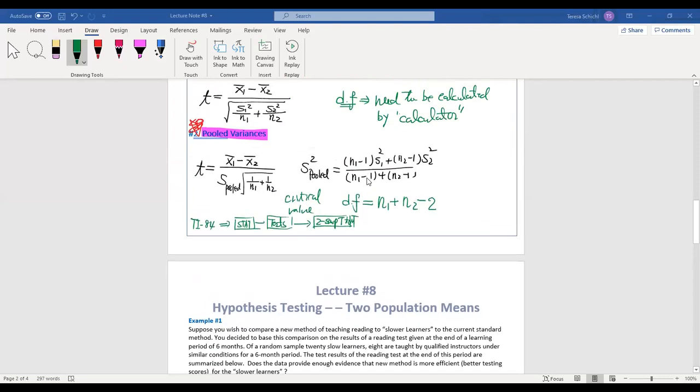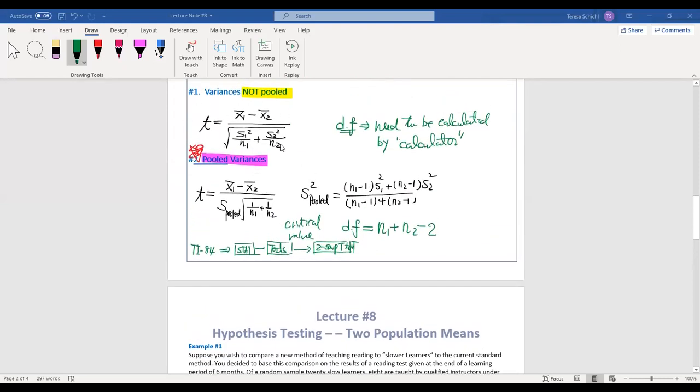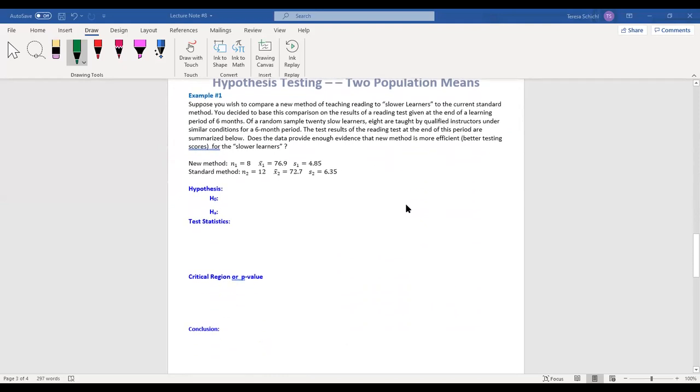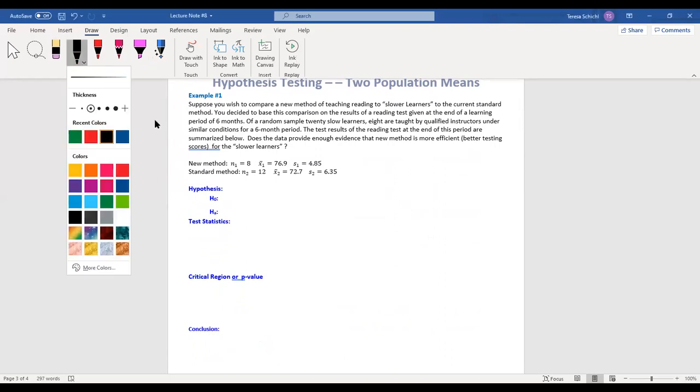So this is what we did, right? For the t-test, we have pooled and not pooled. Let's take a look at this one here. For this problem, let's see what it wants us to find. Suppose you want to compare a new method of teaching reading to slower learners to the current standard method. You decided to base this comparison on the result of a reading test given at the end of the learning period of 6 months.